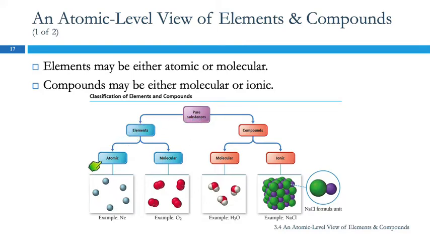Elements can be either atomic or molecular, and this is describing what the particles are that make up the element. Most elements are atomic. They're just composed of individual atoms. But some are molecular, meaning that they actually form molecules.